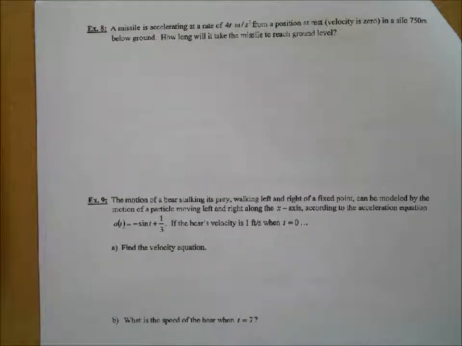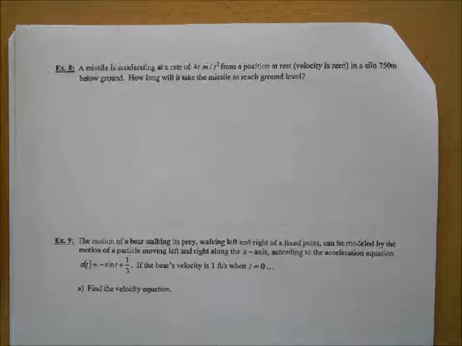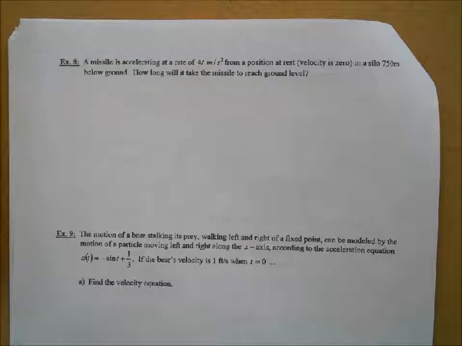So why don't you guys go ahead and give this next one a try. Number 8: a missile is accelerating at a rate of 4t meters per second squared from a position at rest. Velocity is 0, in other words, in a silo 750 meters below the ground. How long will it take the missile to reach ground level? Give it a try, and I'll come around and help if necessary.